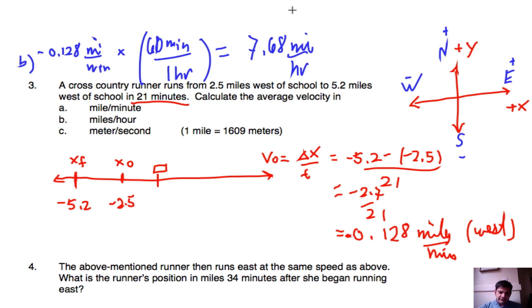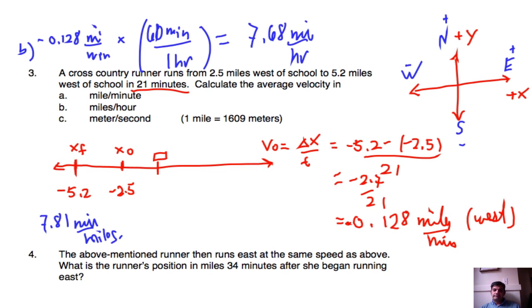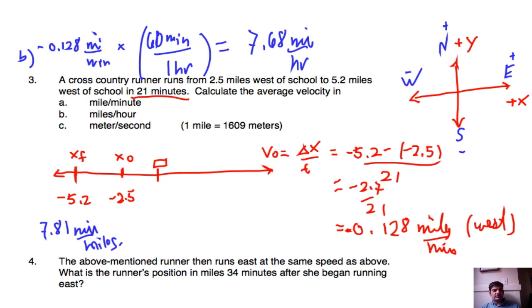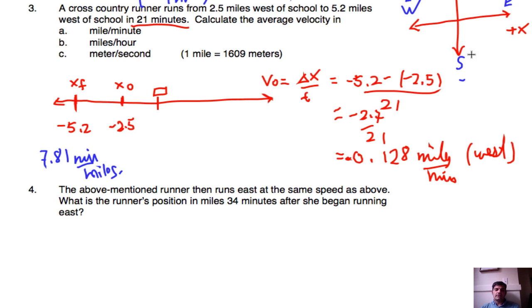Wow. By the way, if you wanted to figure out how many minutes there are in this person's miles, what you'd do is take the reciprocal of this. So if we take 1 divided by 0.128, what we're basically saying is we're running a 7.81 minute per mile. That's not exactly the fastest, but not exactly the slowest, I guess. So there you go.